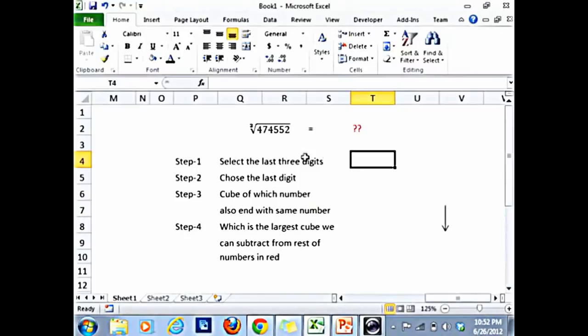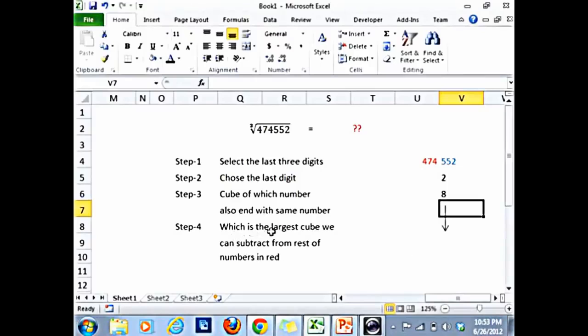First I need to select the last 3 digits of the number for which I want the cube root. Here I have 6 digits, so I will write 474 in red and 552 in blue. Now I will choose the last digit of the number. The last digit is 2. The cube of which number also ends with the same digit? It's 8, the cube of 8 ends with 2. So I write 8 here.